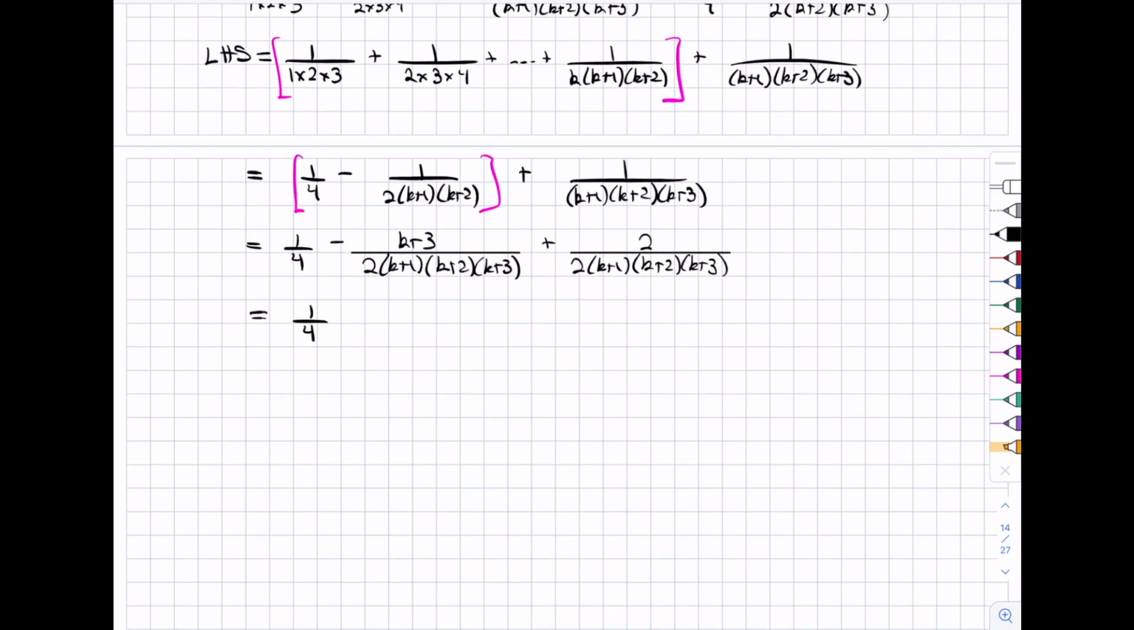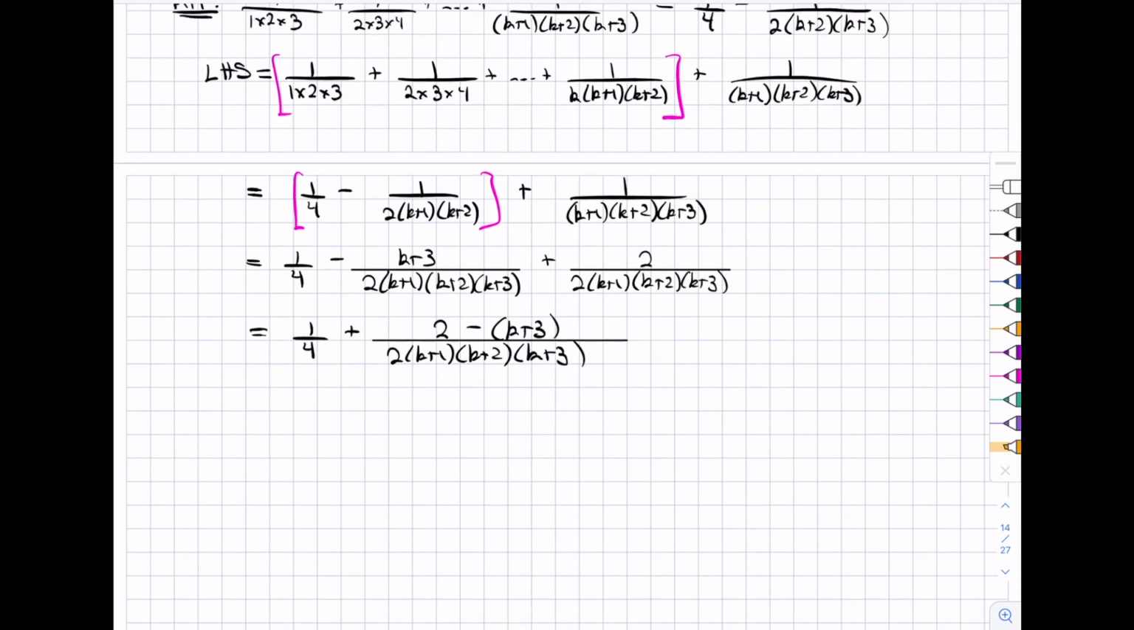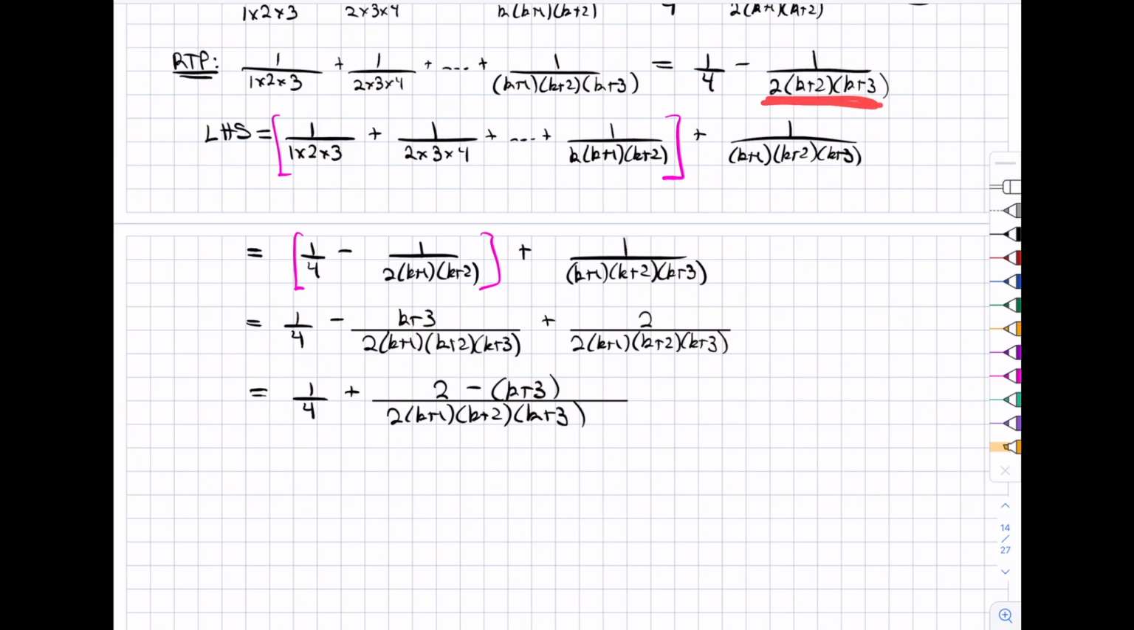And I'm actually going to write it in this order. I'm going to write plus 2 minus k plus 3 in brackets because we're subtracting the entire numerator. And all of that will be over 2 times k plus 1, k plus 2, k plus 3. Keeping in mind that what we're trying to work towards is something which has a 2, k plus 2, k plus 3 in the denominator. So here, we've got this extra factor of k plus 1. Hopefully, that will cancel out once we do our simplifications.